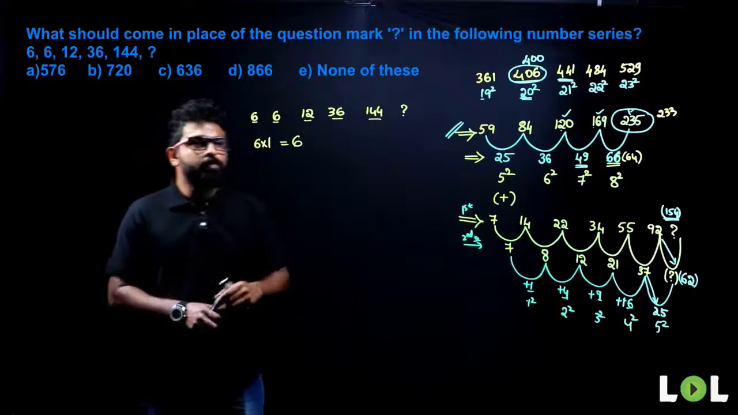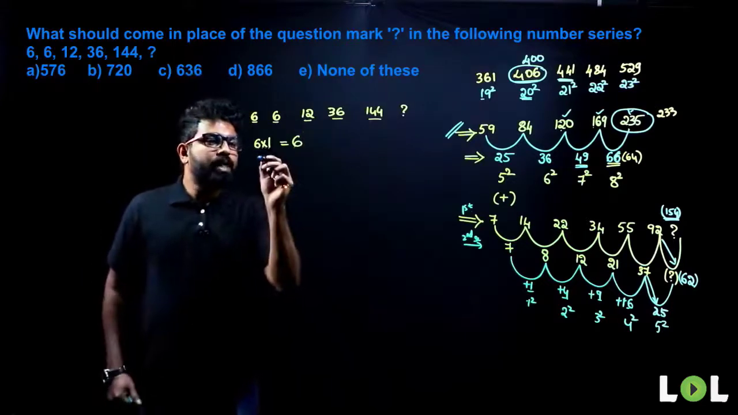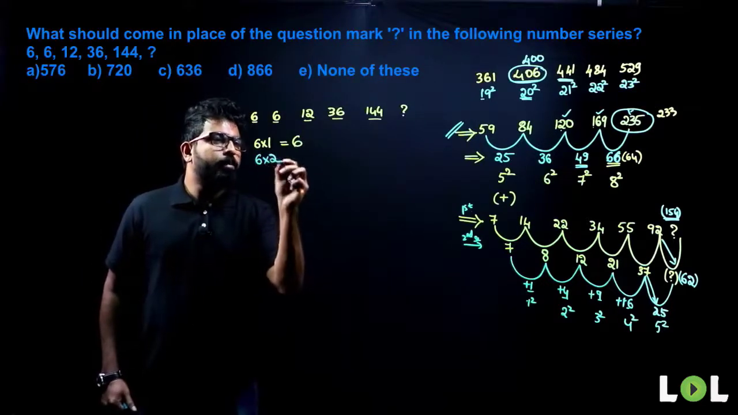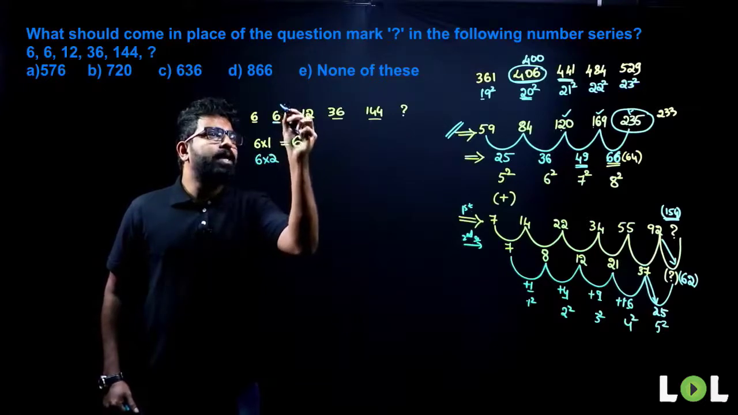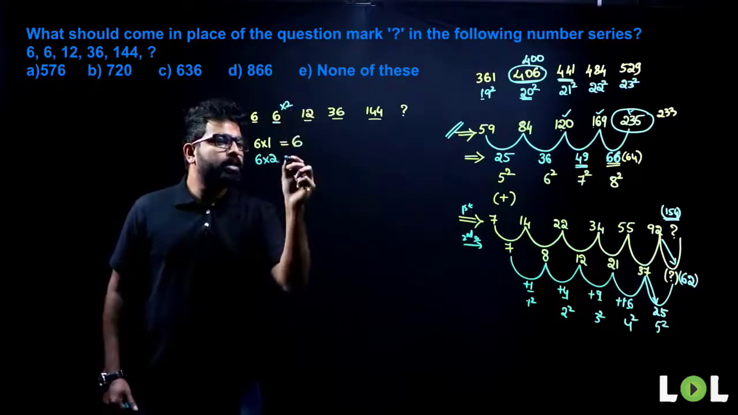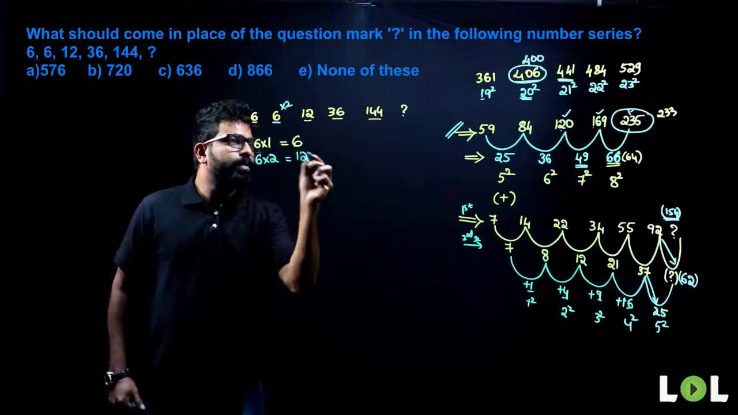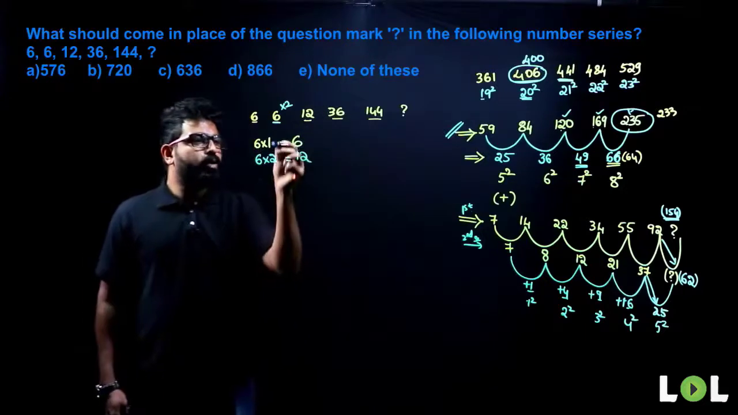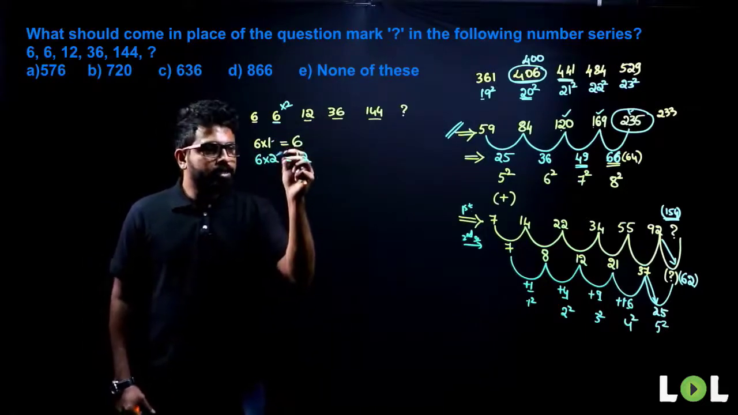Then what did I do? How did I get 12? I multiplied 6 with 2, my second term with 2. I multiplied my second term with 2 and I got my third term. Third term was 12. Then again 36. What did I do here? It is multiplied with 1. Here it is multiplied with 2.